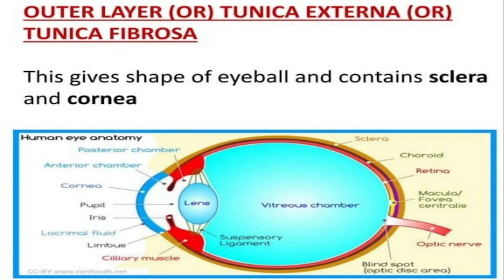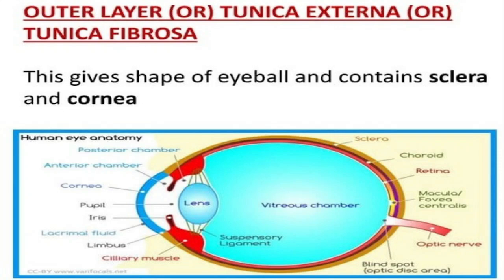Outer layer or tunica fibrosa. The outer fibrous layer of the eye is called the sclera. It is the white, tough, opaque portion of the eye that covers most of its surface. The sclera provides support and protection to the eye and also helps maintain its shape.